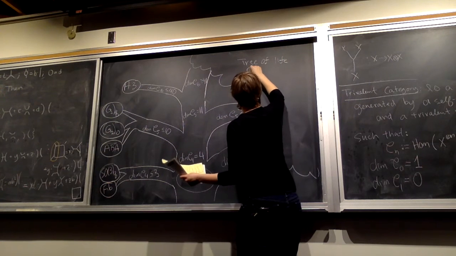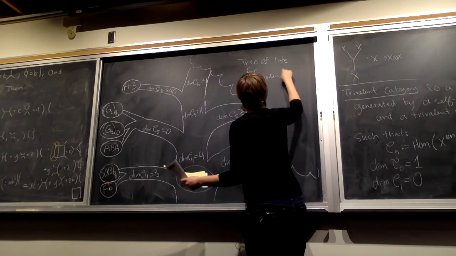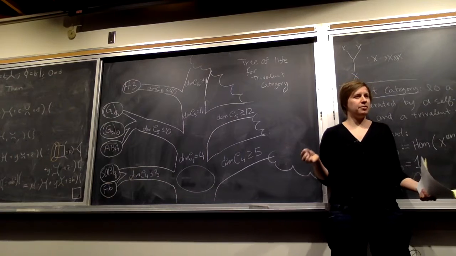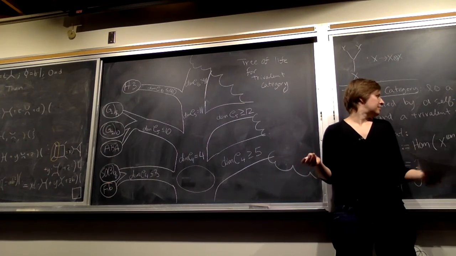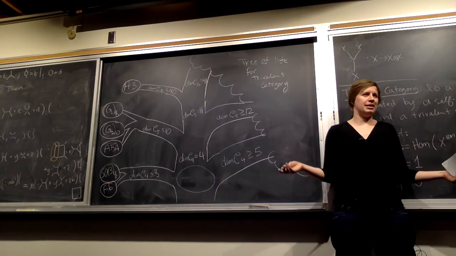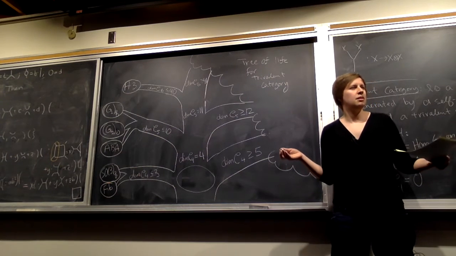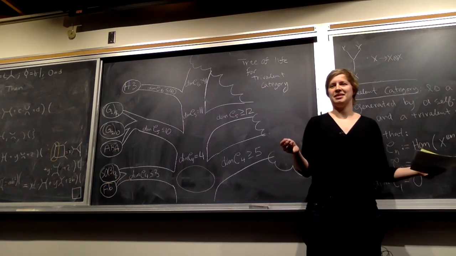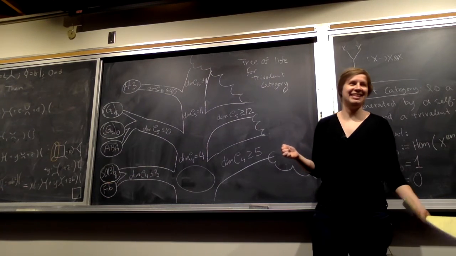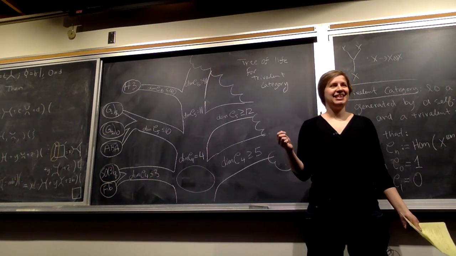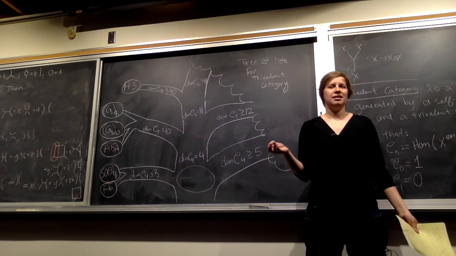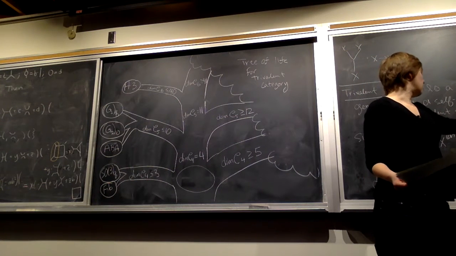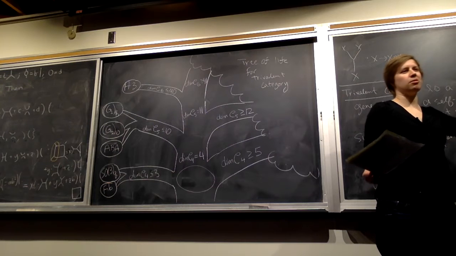But do you have an example which is not a trivalent category? I think it's not hard to come up with an example of something that's not a trivalent category by just taking, say, two different generators that don't generate each other. Sure. Already this condition that your trivalent vertex is rotationally symmetric is going to throw a lot of things out.